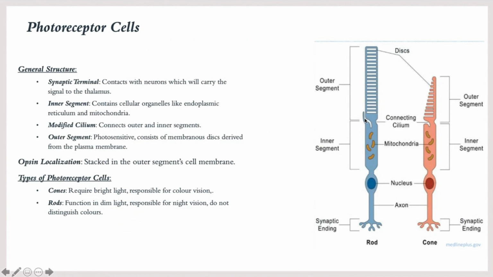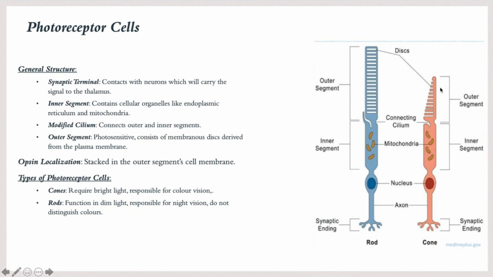Then we have a connecting cilium. This is the connecting cilium. It basically connects the inner segment with the outer segment, as you can see in both these examples. Then we have the outer segment, and we said that this is different in both cones and rods, and this is because they both have different functions and they're both adapted for different reasons. Okay, they're both good for different things, basically.